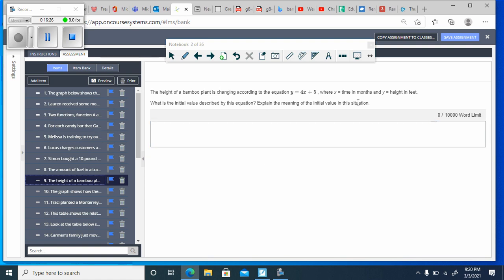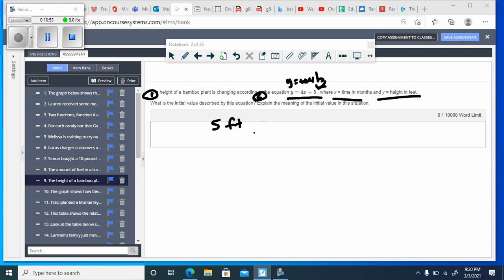The height of a bamboo plant is changing according to the equation y is equal to 4x plus 5, where x is time in months and y is height in feet. What's the initial value of this equation? Explain the meaning. Well, initial value is your b. Y is equal to mx plus b. So your b is 5. You're talking about a bamboo plant, and this is height, so it's 5 feet. Bamboo plant is 5 feet when planted.